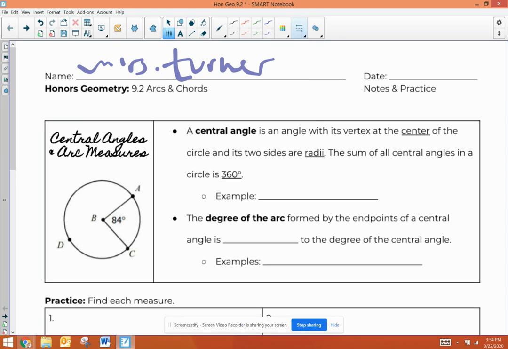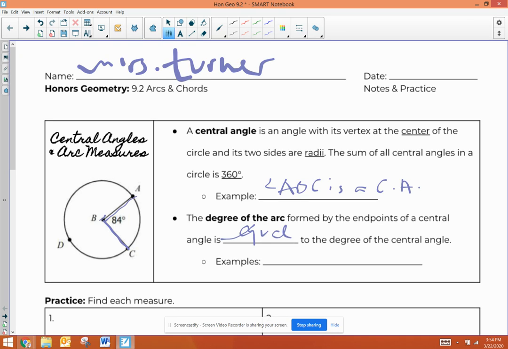Great. Okay. So central angles and arc measure. A central angle is an angle with its vertex at the center of the circle, and two sides that are radii. The sum of all central angles in a circle is 360 degrees. So we can say angle ABC is a central angle. The degree of the arc formed by the endpoints of a central angle is equal to the degree of the central angle.